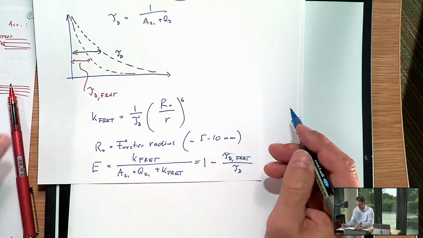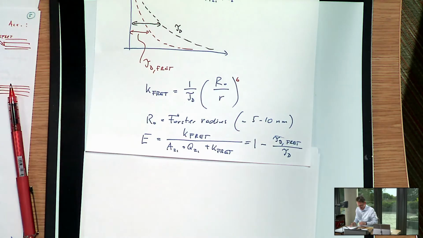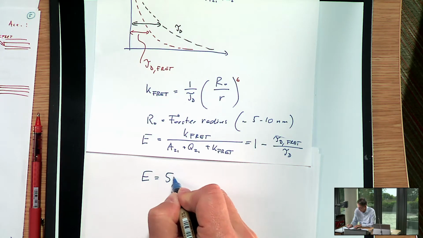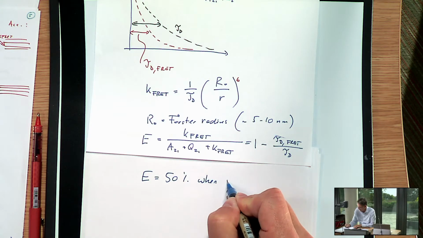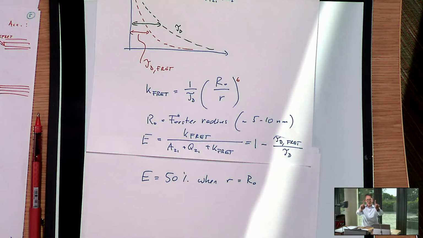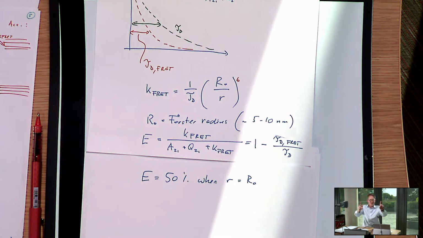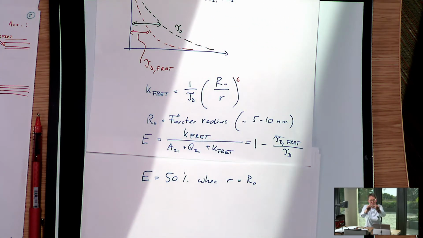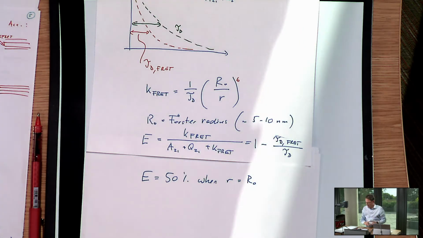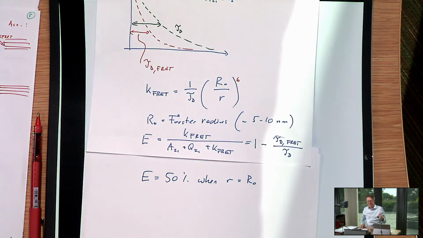And it turns out that this efficiency is E equals 50% when R equals R0, i.e. when the donor and the acceptor are within 1 Förster distance. So if the Förster distance is 5 nanometers, if the donor and acceptor come to within 5 nanometers, then 50% will go over to the acceptor, and 50% of the donor energy will just be lost in the usual way, right? Within the donor itself, right?